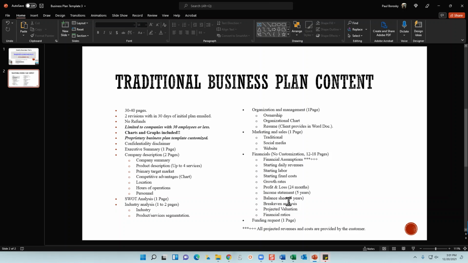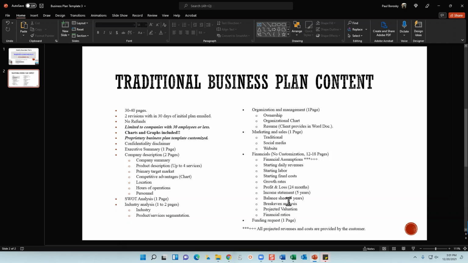What I do with my financial projections for the traditional business plan is give a page and a half of assumptions, including some financial highlights of what to expect. I then dive into starting daily revenues, starting labor costs, starting fixed costs, and some growth rates. Once that foundation is set, I walk them into the 24-month profit and loss, then the pro forma income statement and the balance sheet.